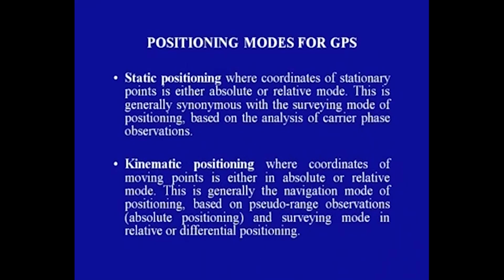Another category of positioning mode is the static positioning, where the coordinates of the stationary points are either absolute or in relative mode. This is generally synonymous with the surveying mode of positioning based on the analysis of the carrier phase observations. The other type is the kinematic positioning, where the coordinates of moving points, either in absolute or relative mode, are to be determined. This is generally the navigation mode of positioning based on the pseudo range observation, that is absolute positioning, and the survey mode in relative or differential positioning.